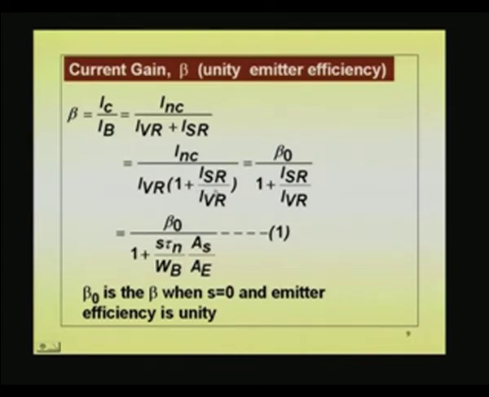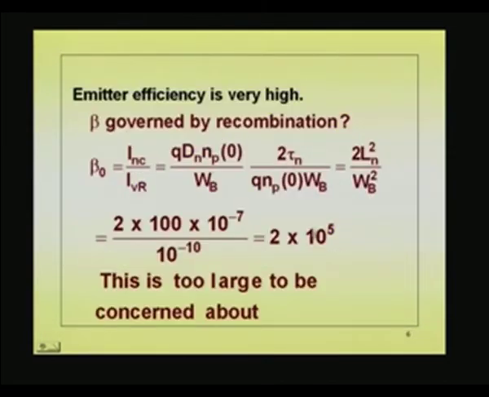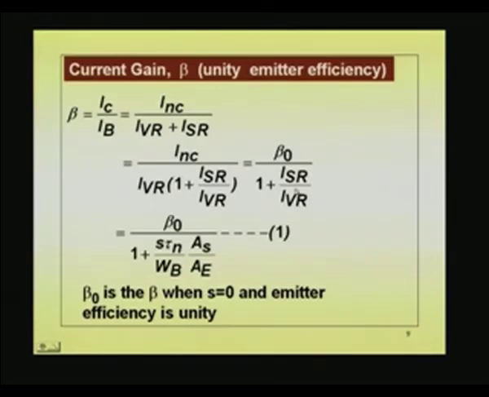That is, this is 0. So, that is beta naught I put. Beta naught is the beta when surface effects are negligible and emitter efficiency is unity, and we just calculated that, if you look back, as, for this example, 2 into 10 to the power 5. So, you get beta is beta naught divided by this quantity.